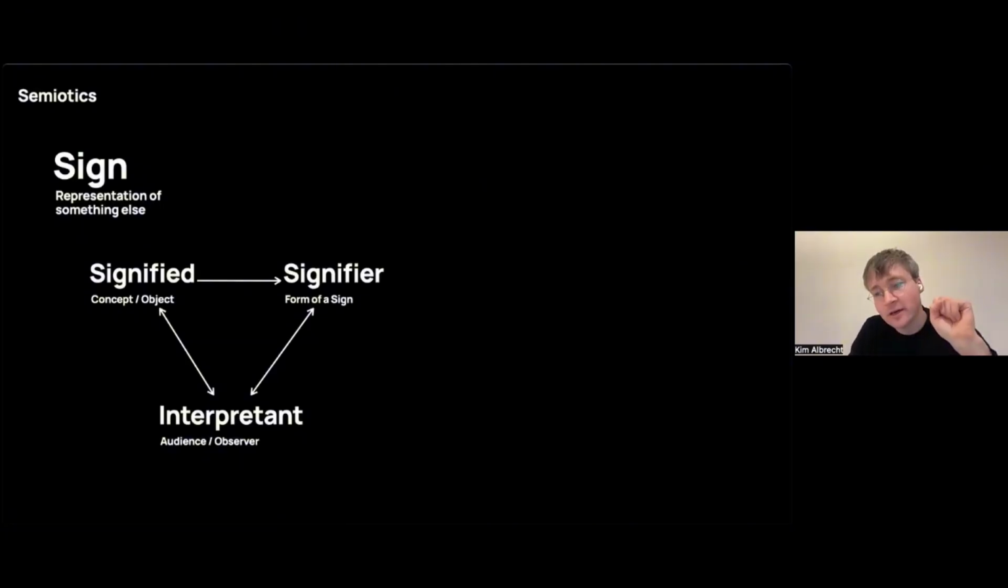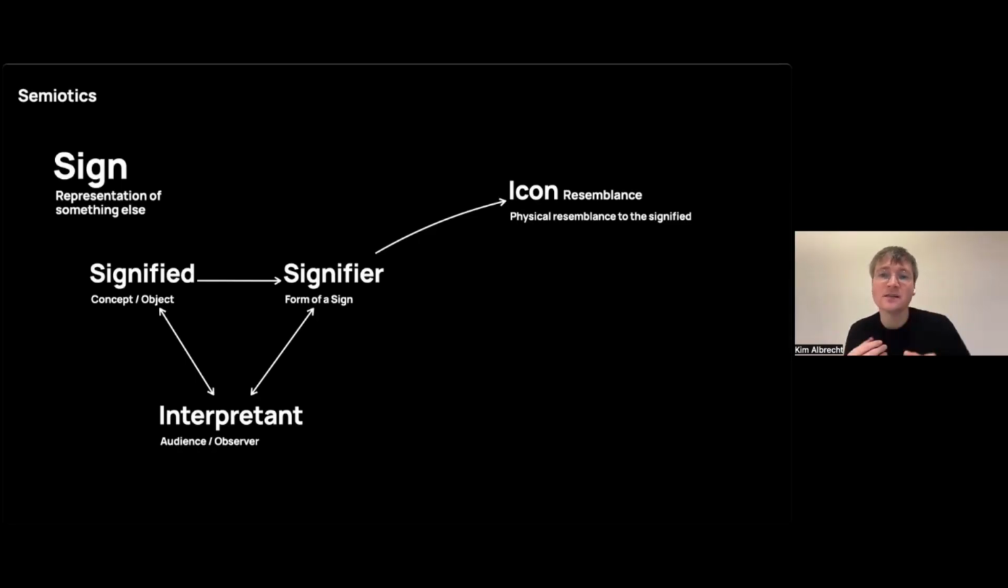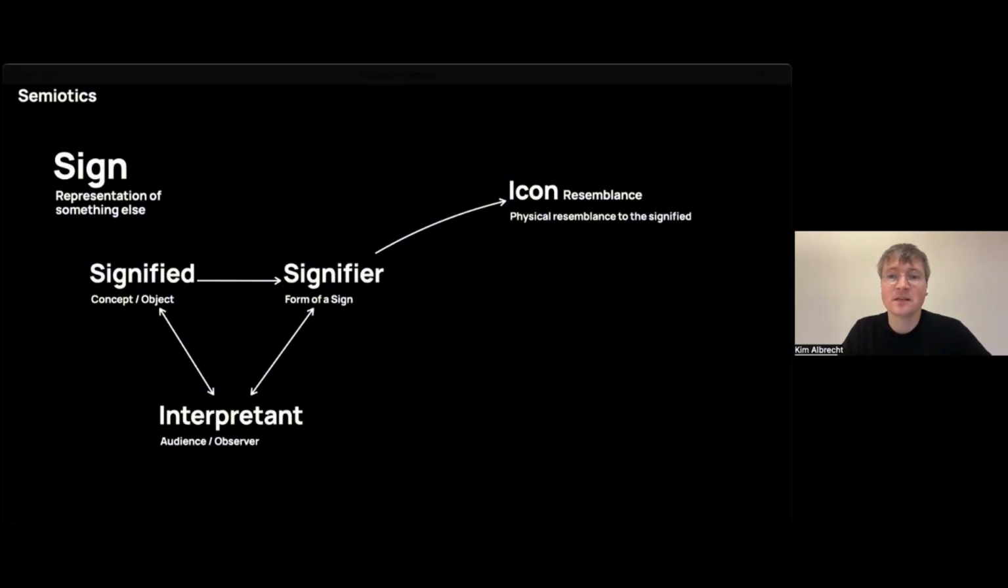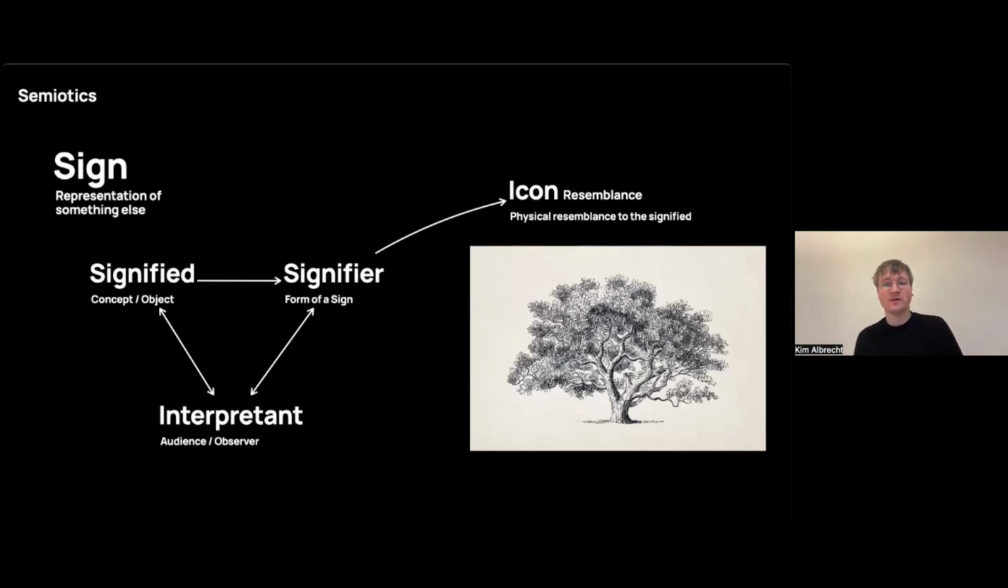And the signifier is what I'm interested in because Peirce categorizes this in three different categories. First, the icon, which has a resemblance to the actual place that it represents. So, an example for this is basically something like a tree. So the icon has a physical resemblance of the signified, the thing that's being represented. A photograph can also be an example of this.